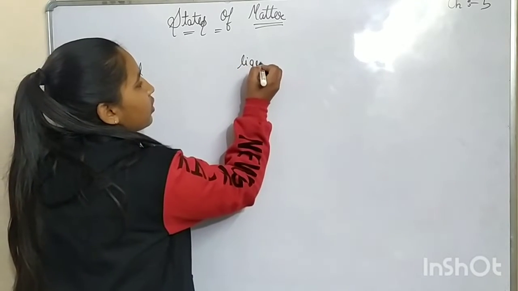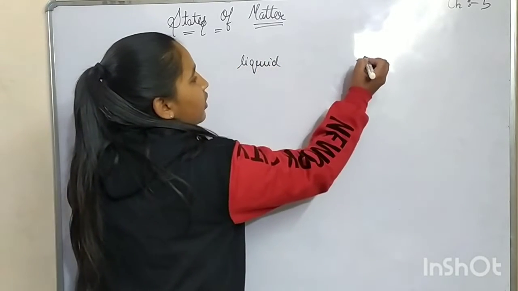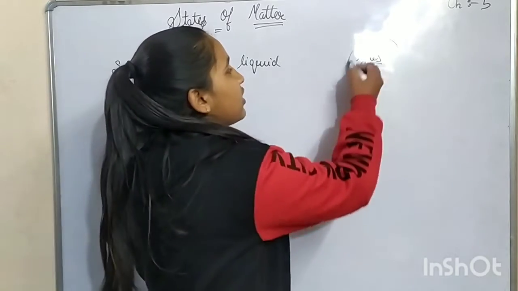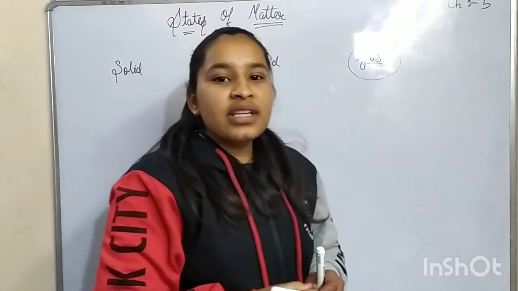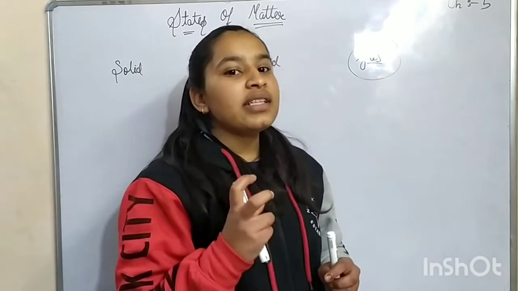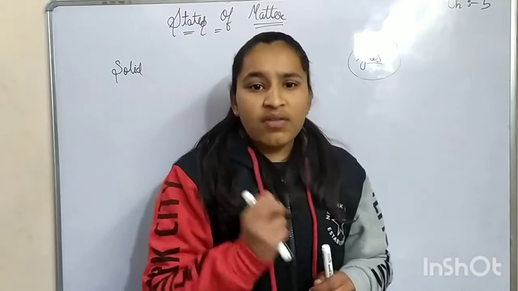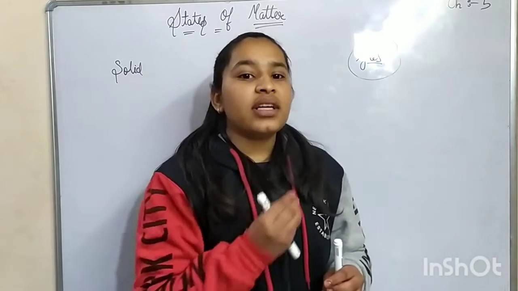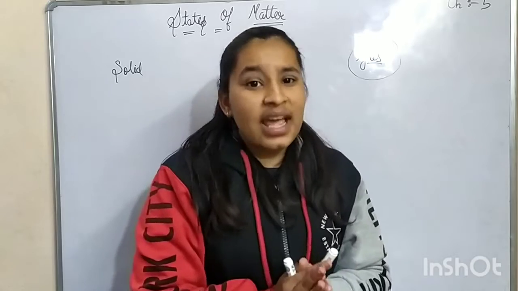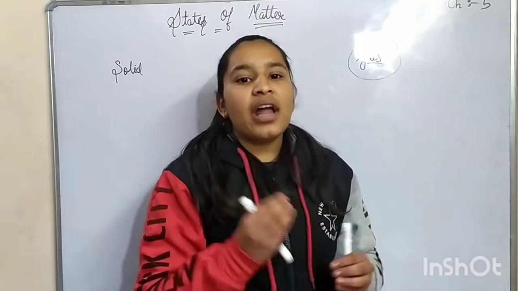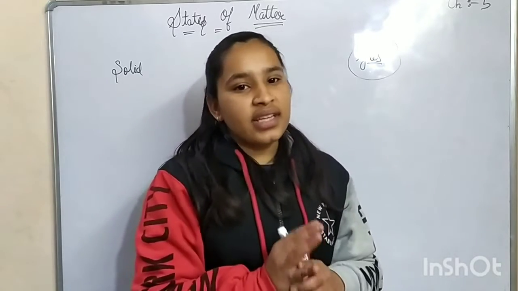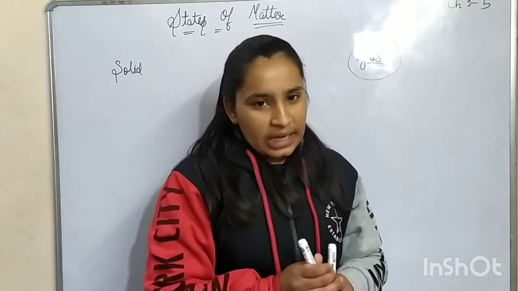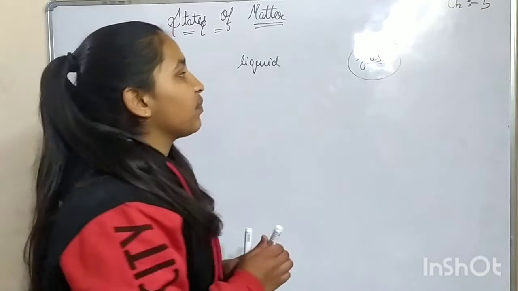Solid, liquid and gas. In this chapter we have to discuss gas. So first we have to see what are the properties of a gas. We all know that the oxygen we inhale is also a gas, and everything around our surroundings is in gaseous form. For example, nitrogen, oxygen, these all are gases.